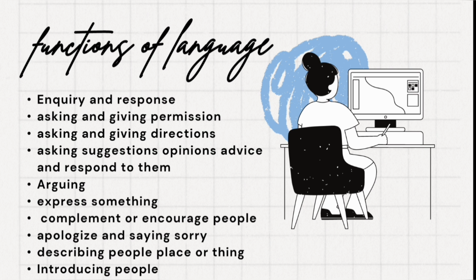We use language to ask someone's opinion or to give advice to them. We use language to argue with someone or to express something, to give compliments or encourage people, to apologize or to say sorry. We use language to describe people, places or things, or to introduce people. So these are the examples of functions of language which we use in our day-to-day life.